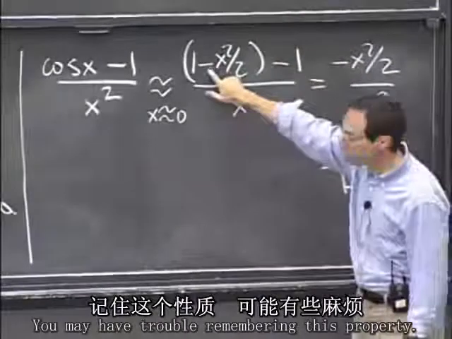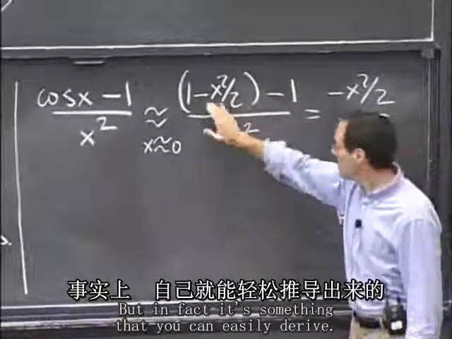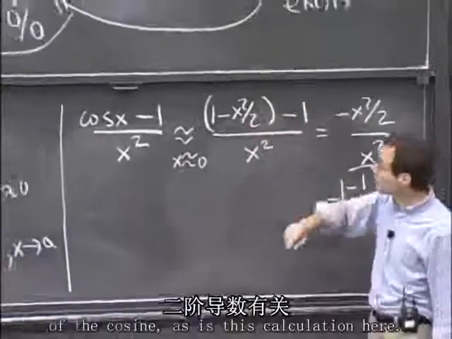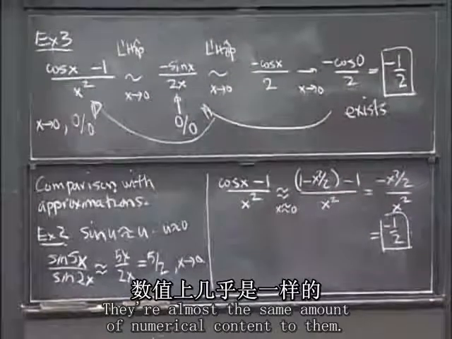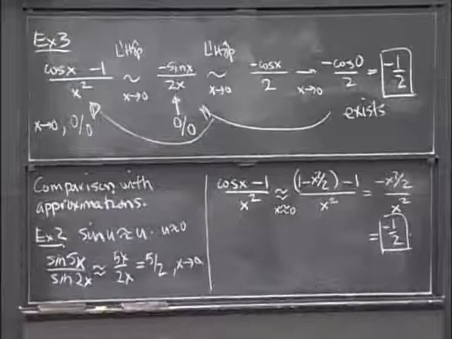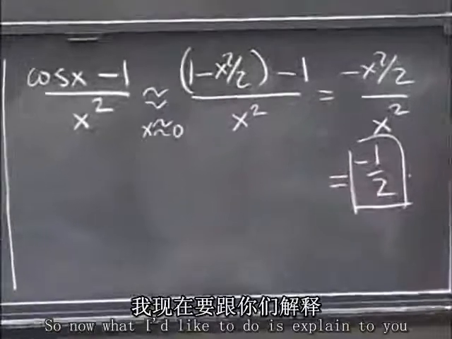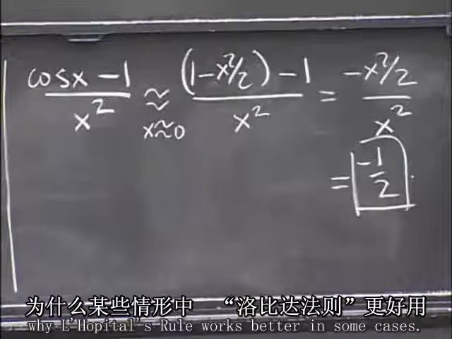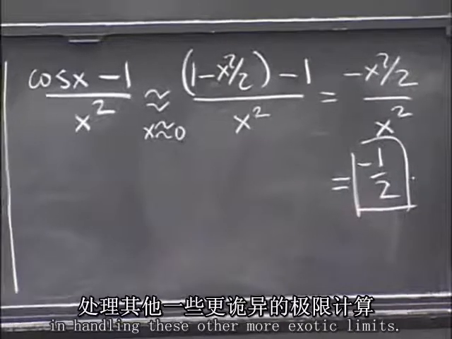You may have trouble remembering this property, but in fact, it's something that you can easily derive. And indeed, it's related to the second derivative of the cosine, as is this calculation here. They're almost the same amount of numerical content. All right? So now what I'd like to do is explain to you why L'Hopital's rule works better in some cases. And the real value that it has is in handling these other more exotic limits.